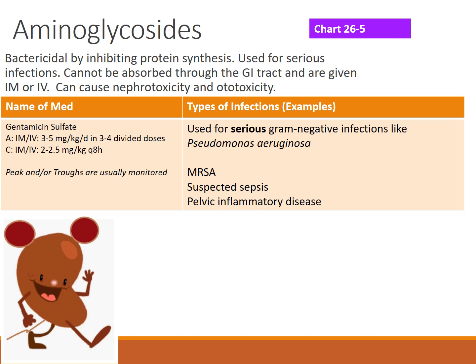They're used for serious gram-negative infections like Pseudomonas, MRSA, suspected sepsis, pelvic inflammatory disease. This is a big gun. Because it can cause nephrotoxicity, we need to check peaks and/or troughs. What is that? We're going to draw after usually the third or fourth dose, or before the third or fourth dose, a blood level to see how much free drug is still swimming around, and they may make a dose adjustment because of that.